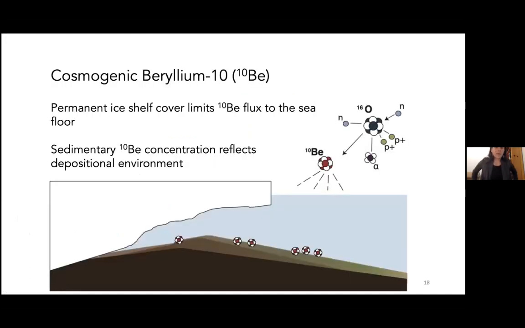The last method I'll be talking about is cosmogenic beryllium, again, not used for dating, but rather used as a relative marker of ice shelf cover. So permanent ice shelf cover limits beryllium flux to the seafloor. Beryllium is produced in the atmosphere, and it rains down. And when it reaches the surface of the Earth, the presence of an ice shelf can limit the delivery of that beryllium to the seafloor. And here's just a little animation showing that you're going to have relatively more beryllium in an open water environment versus a subshelf environment.